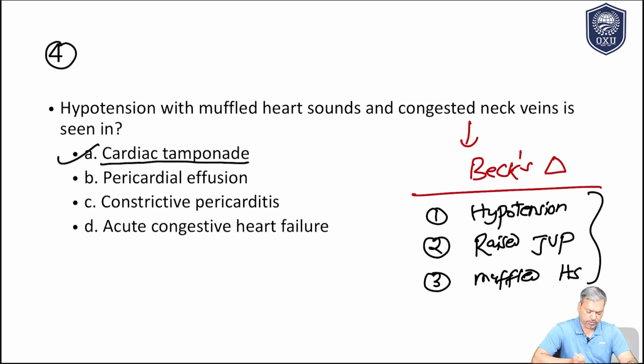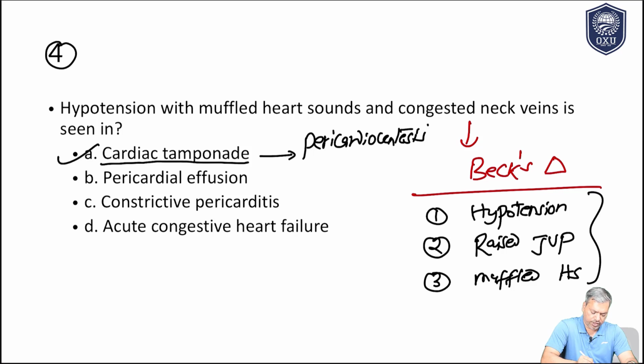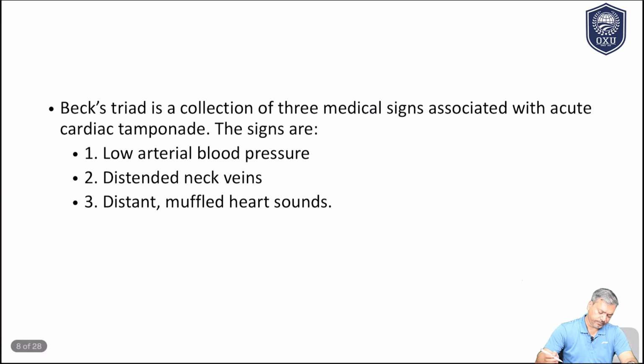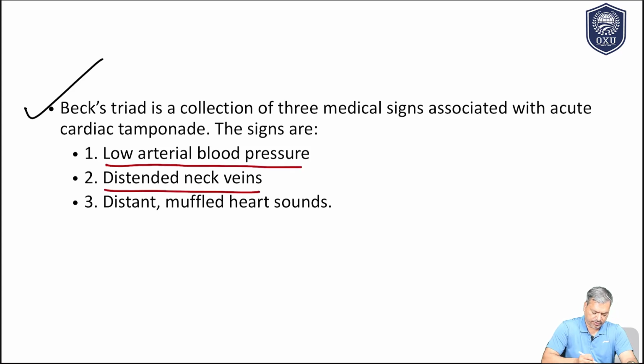And remember, what is the treatment of cardiac tamponade? Only one treatment is available or effective, and that is pericardiocentesis. We need to remove that fluid, which is usually blood. That blood should be aspirated as soon as possible, because it is tightly compressing the heart, and the patient may die if the treatment is late. So this is Beck's triad, which I just discussed with you: low arterial blood pressure, hypotension, distended neck veins, raised JVP, and muffled heart sounds. This is called Beck's triad.